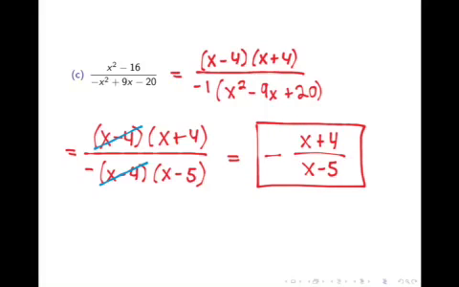That's just making the whole fraction negative. So that's what I would recommend, is just go ahead and put the negative completely in front of the fraction as opposed to in the numerator or in the denominator.